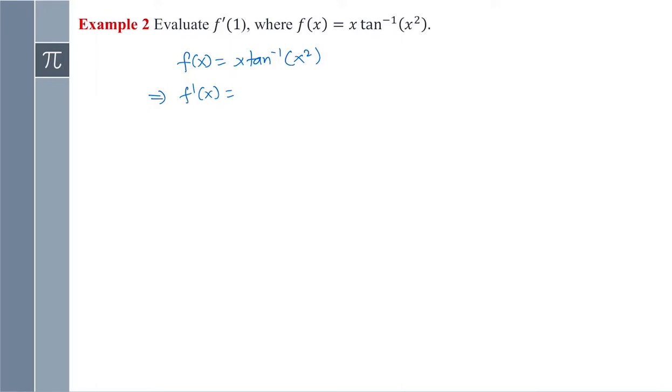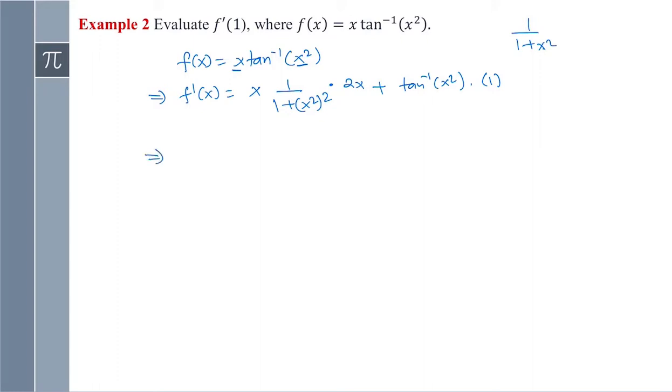Now we need to find the derivative of this function, where we have to use the product rule because we have two different functions, x and the inverse tangent function. So x times the derivative of tangent inverse, which is 1 over 1 plus x squared, squared, times, by the chain rule, the derivative of x squared, which is 2x. So we did the first function times the derivative of the second, plus the second function, which is the tangent inverse of x squared, times the derivative of the first, which is just 1.